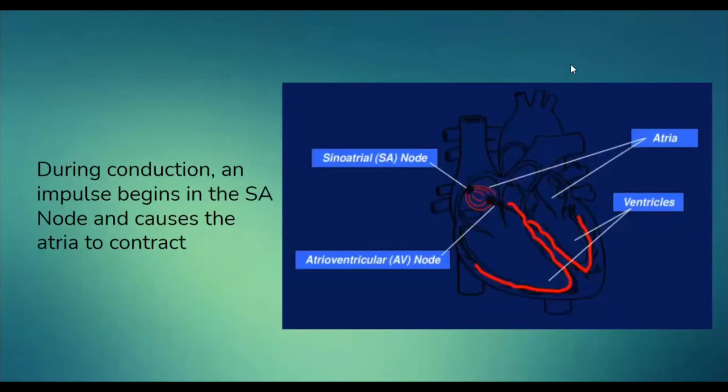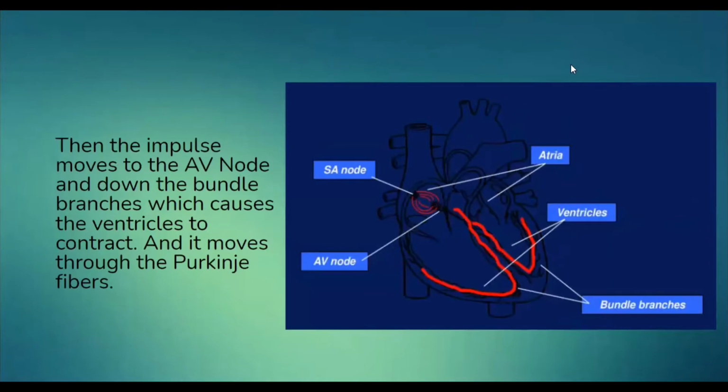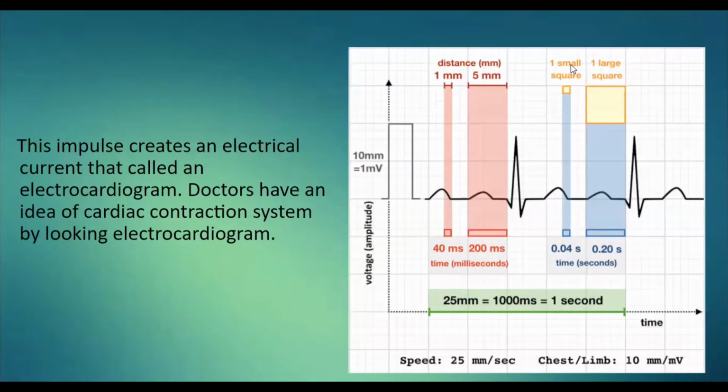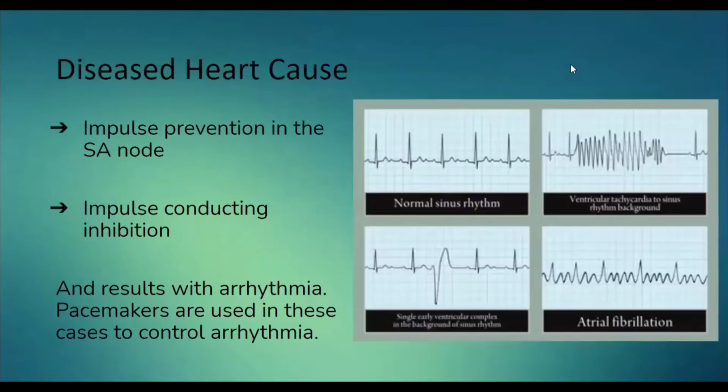And during conduction, an impulse begins in the SA node and causes the atria to contract. Then the impulse moves to the AV node and down the bundle branches, which causes the ventricles to contract. And it moves through the Purkinje fibers. This impulse creates an electrical current that's recorded as an electrocardiogram.